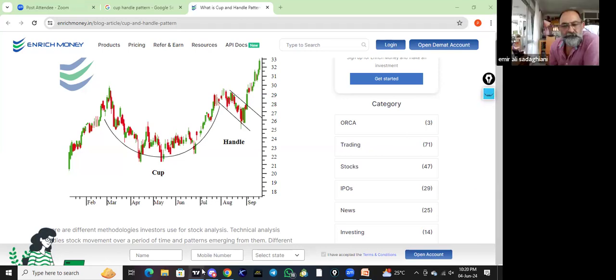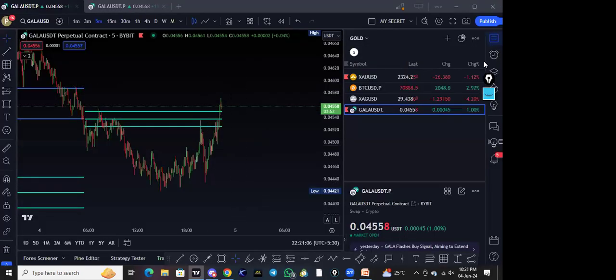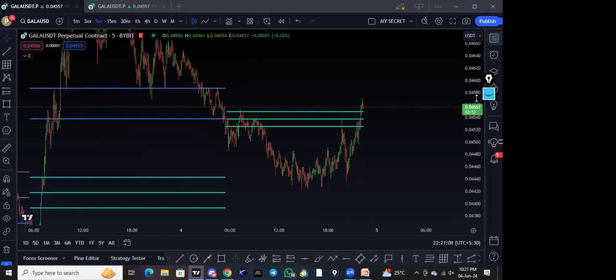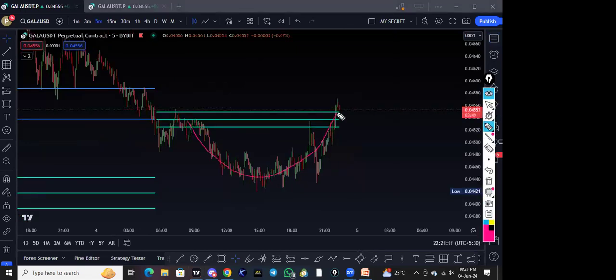Okay, yes, and same thing. We can see it, right? So now it should be a range. You mark one channel, and when you get the breakout, just go for the trade.